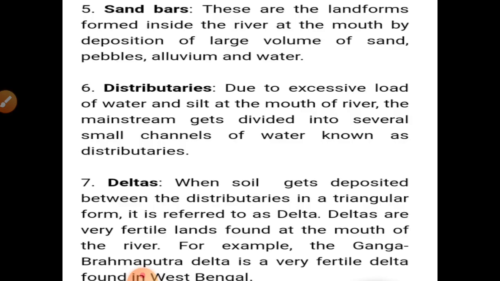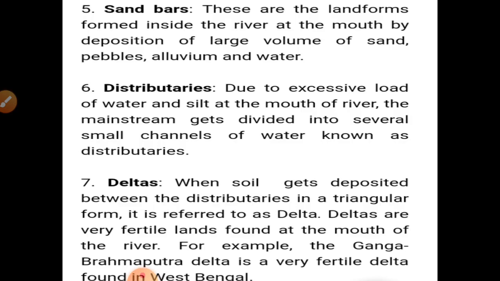Sixth one is distributaries. Due to the excessive load of water and silt at the mouth of the river, the main stream gets divided into several small channels of water known as distributaries. Seventh one is deltas. When soil gets deposited between the distributaries in a triangular form, it is referred to as a delta. Deltas are very fertile lands found at the mouth of the river. For example, the Ganga-Brahmaputra delta is a very fertile delta found in West Bengal.